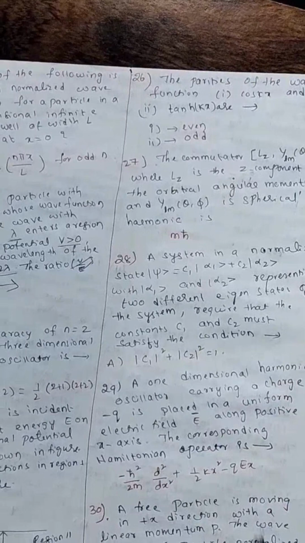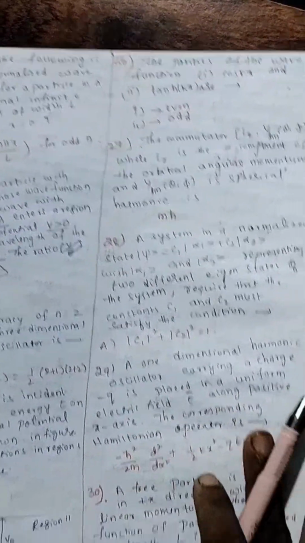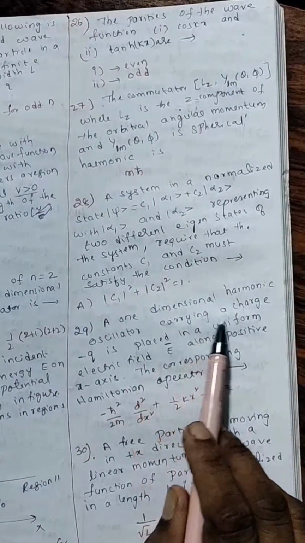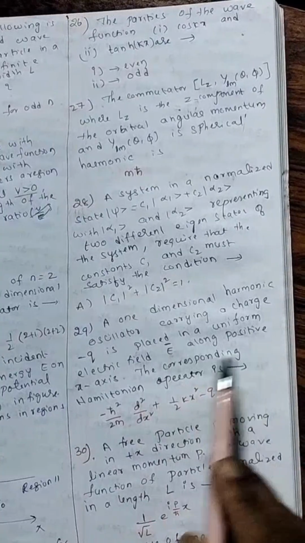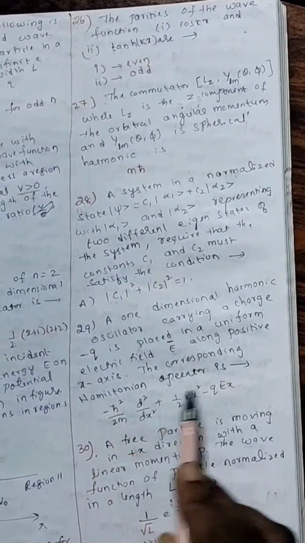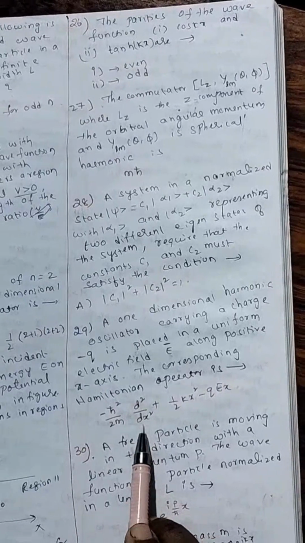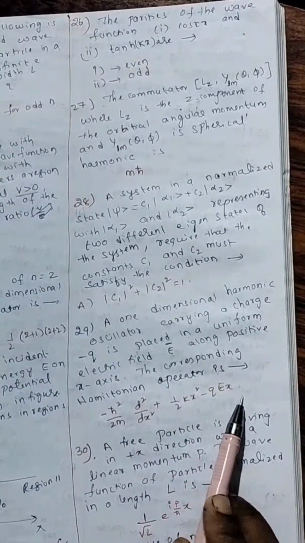Now remember these formulas. A one-dimensional harmonic oscillator carrying a charge minus q is placed in a uniform electric field E along the positive x direction. Then the Hamiltonian operator is minus h cut square by 2m d square by dx square plus half kx square minus qEx.